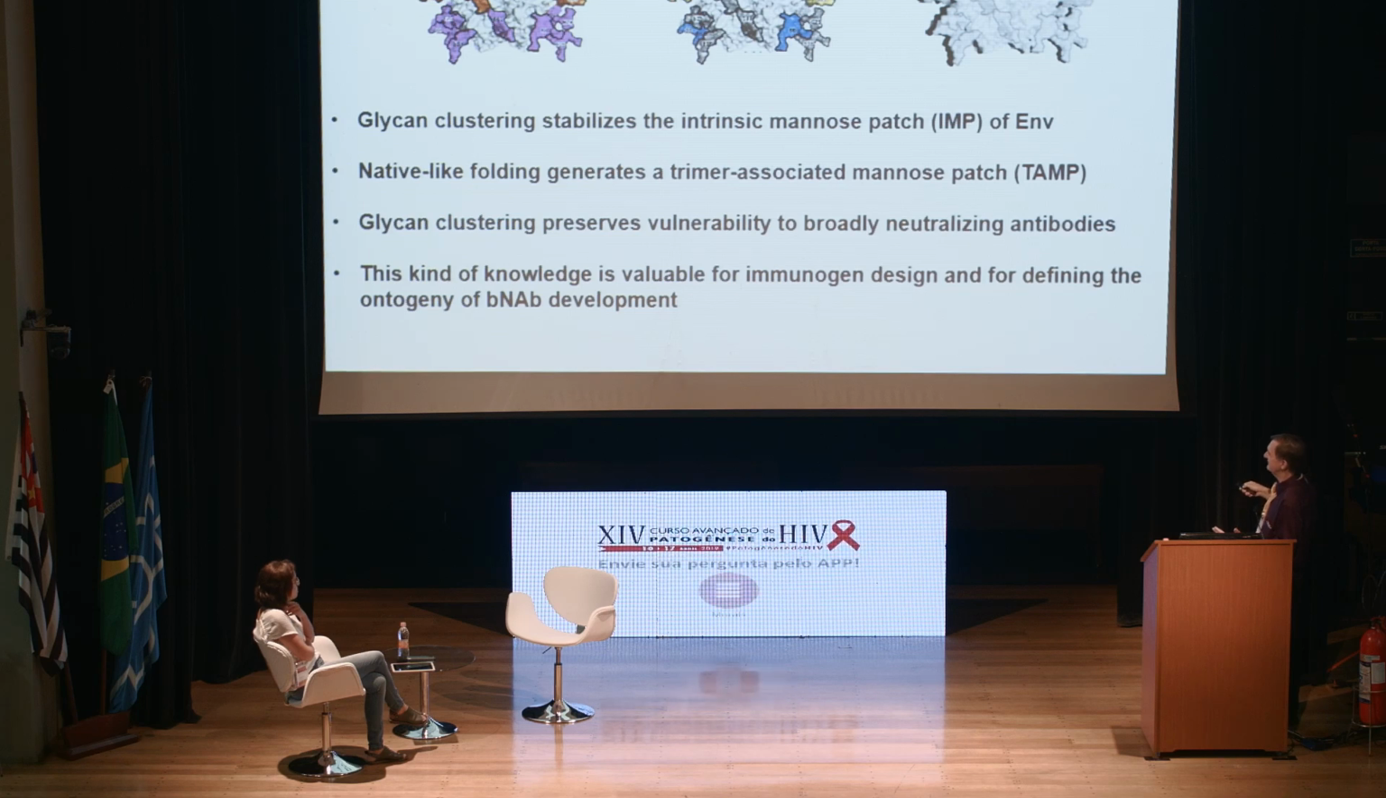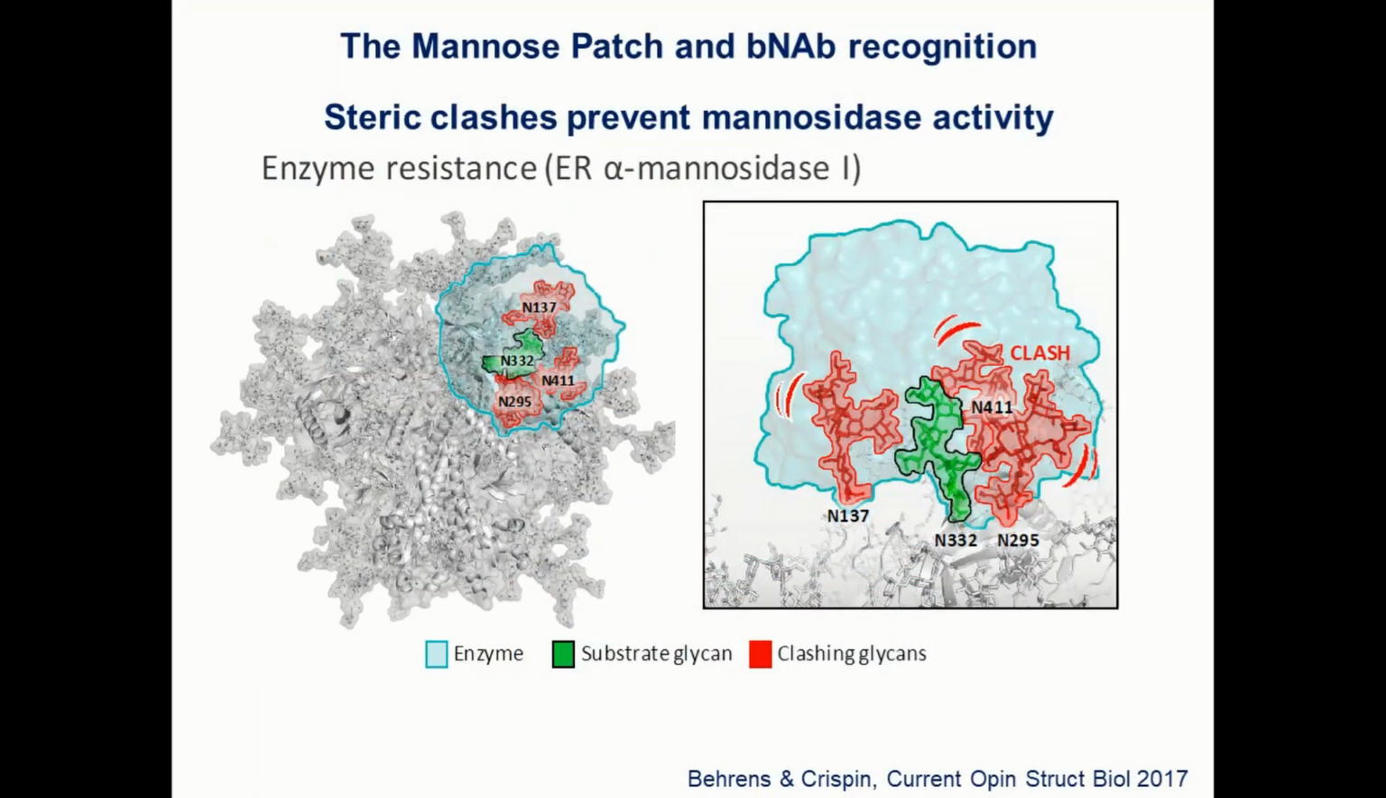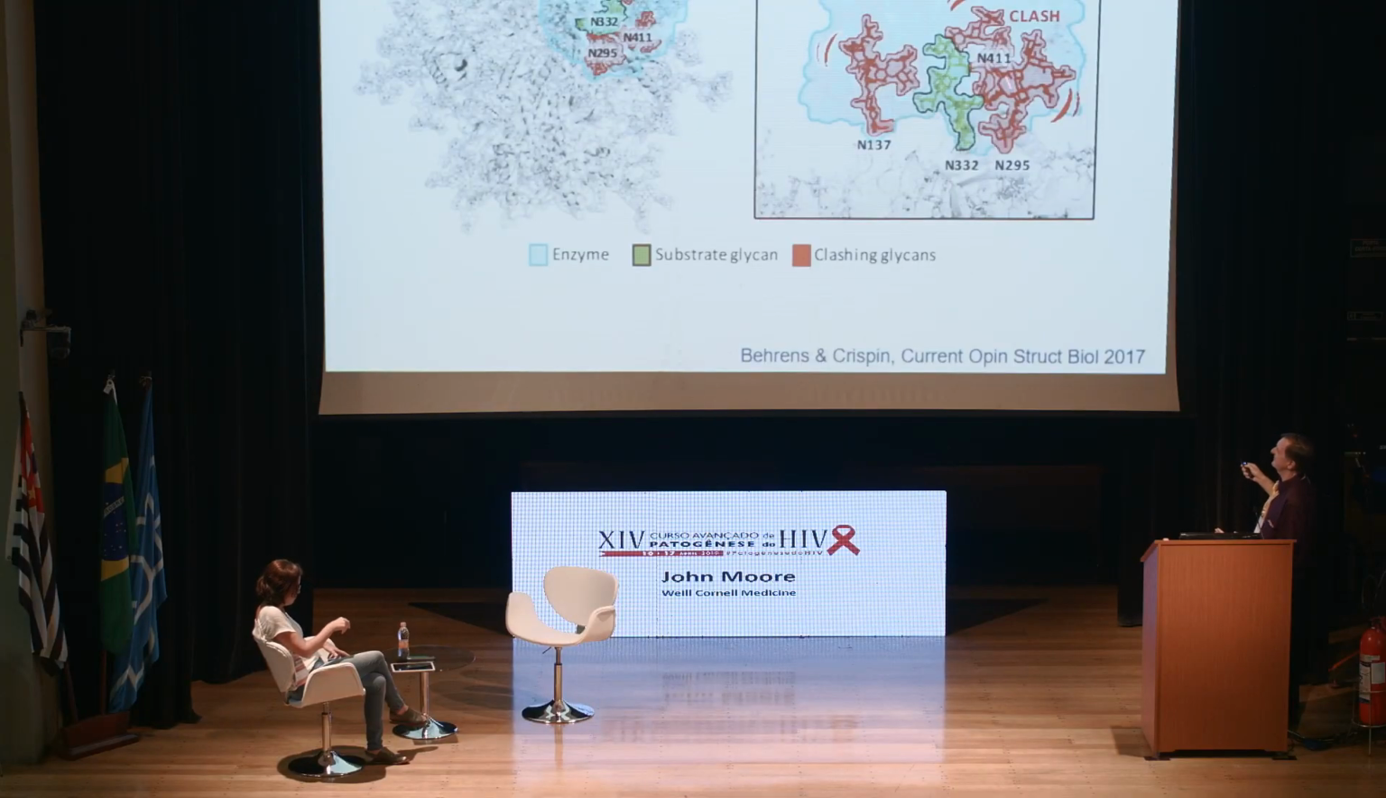So this is basic science knowledge that we can derive from studying these proteins that is really important for immunogen design and for defining how BNAbs evolve. And it comes down to processing enzymes. The mannose patch is created because of a processing enzyme called mannosidase. That's the mannosidase enzyme in blue, and if it cannot get at its substrates, it bounces off. It's a steric clash. And on the trimer, the mannosidase enzyme cannot properly process some of these glycans, so they stay in high mannose form.